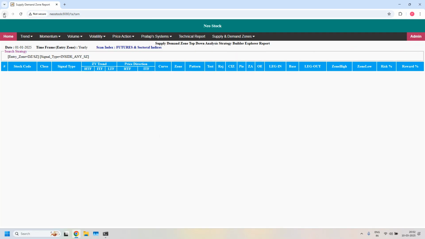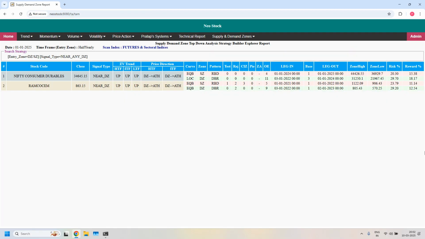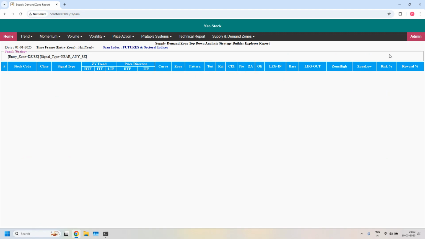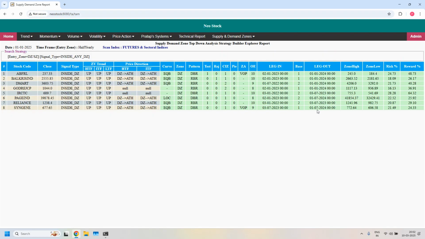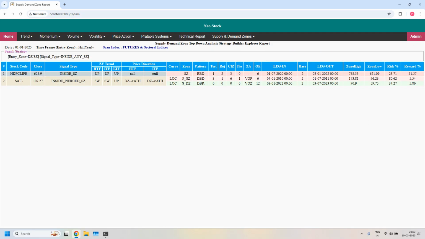No stocks are available. Next time frame, half yearly. Stocks near half yearly demand zone, we got 2 stocks. Next, near half yearly supply zone, no stocks. Price closed inside half yearly demand zone, we got 8 stocks. Next, price closed inside half yearly supply zone, we got 2 stocks.